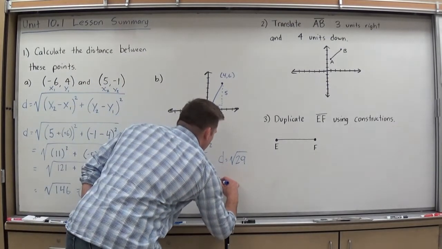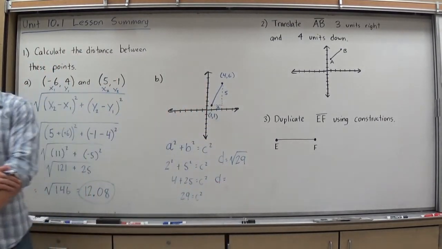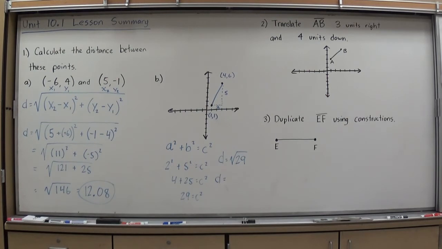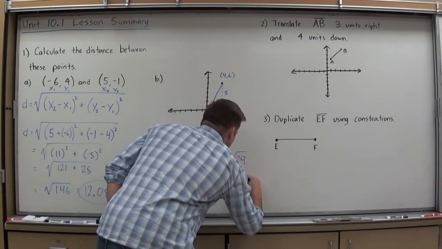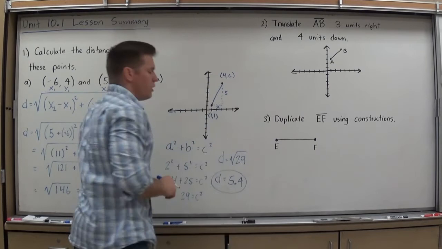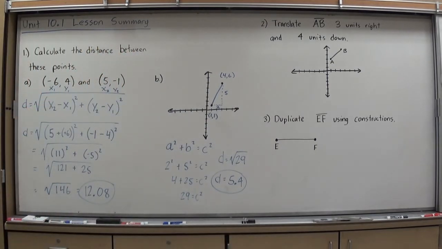And I can again approximate that by entering it on the calculator, or leave it exact and just leave it as the square root of 29, so there's no rounding involved. That is approximately 5.385, which I will approximate to 5.4. So you need to be able to do distance problems when I give you a graph, put in coordinates, and just be able to do them when they're simply written as coordinates.